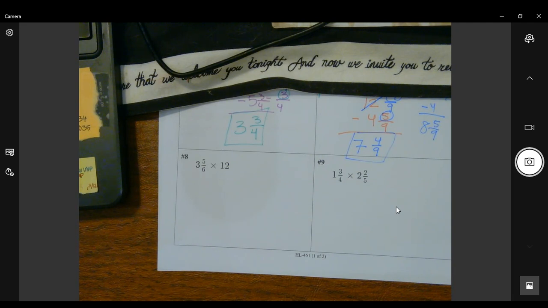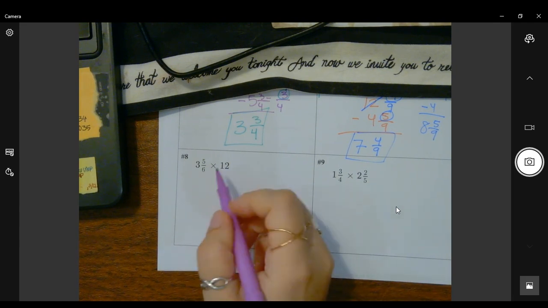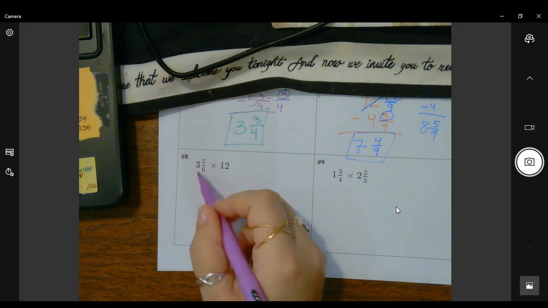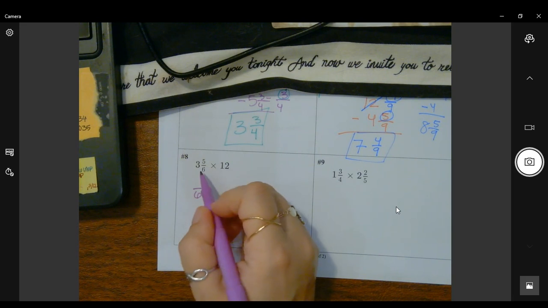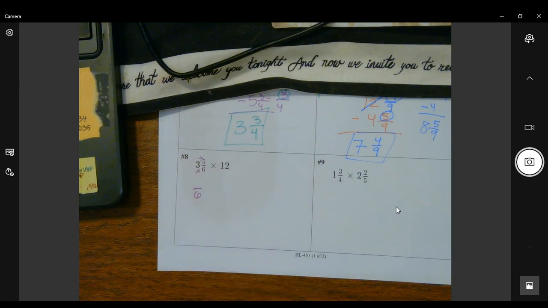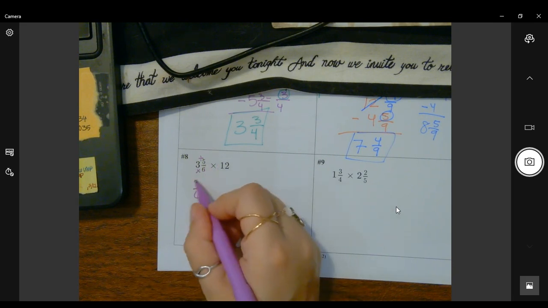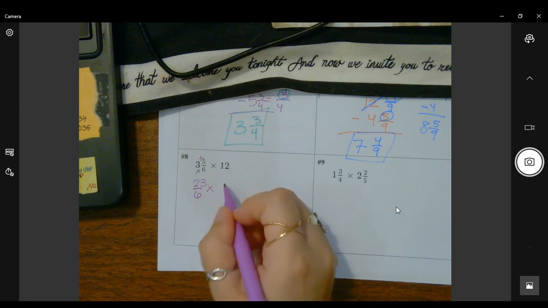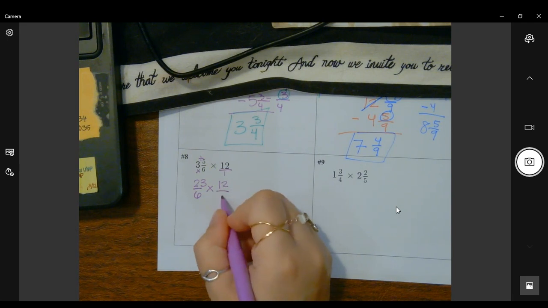Okay, so we're going to move on now from adding and subtracting, and now we're going to do multiplying and dividing. When you're multiplying, we can't just multiply the whole numbers. It doesn't work that way. So I have to change this to an improper fraction. Remember, you keep the denominator the same, and then you multiply the denominator with the whole number, and you add the numerator. So 6 times 3 is 18, and 18 plus 5 is 23. When it's a whole number, to make it a fraction, you just put it over 1. So it's going to be times 12 over 1.